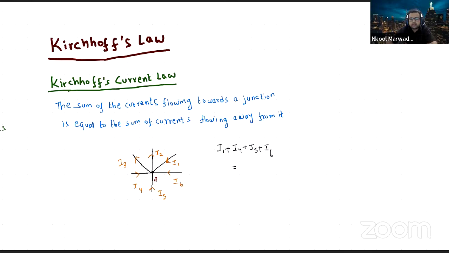So this is Kirchhoff's current law, Kirchhoff's node law. So I can write that the sum of the currents flowing towards A is equal to the sum of the currents flowing away from A.